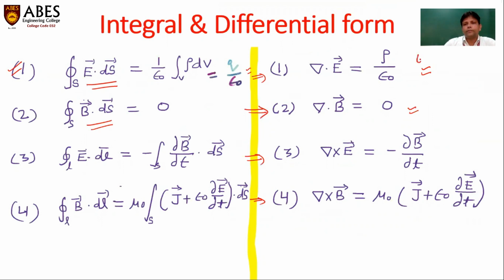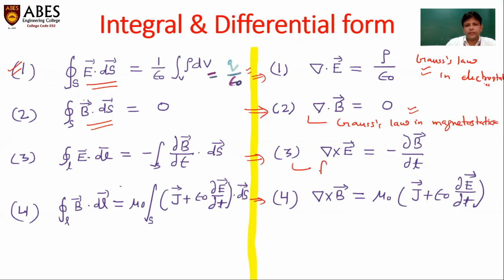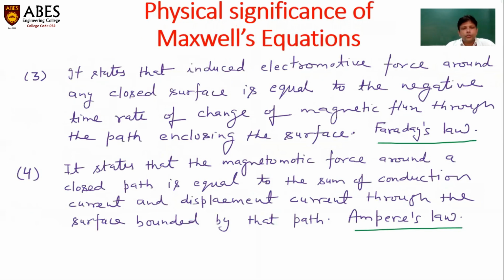So this one is the Gauss law in electrostatics, and this one is the second Gauss law in magnetostatics. The third one is Faraday's law, and the fourth one is Ampere's law, or modified Ampere's law.